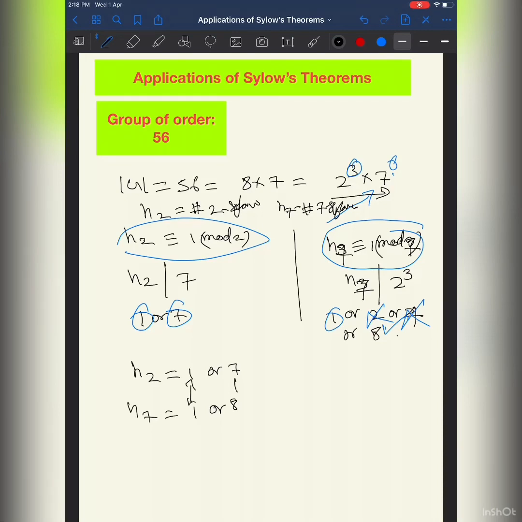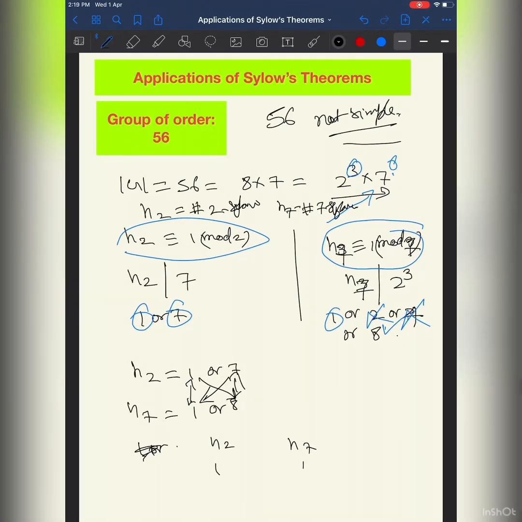We have the pair (1,1), which is okay, right? (1,7) is also okay, (1,8) is also okay. For (1,1) we get both unique subgroups. The question is to show that a group of order 56 is not simple.